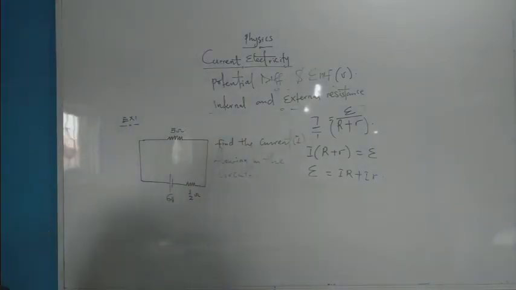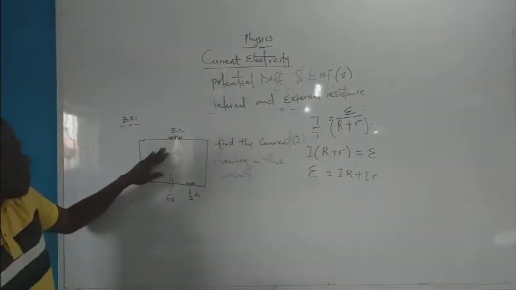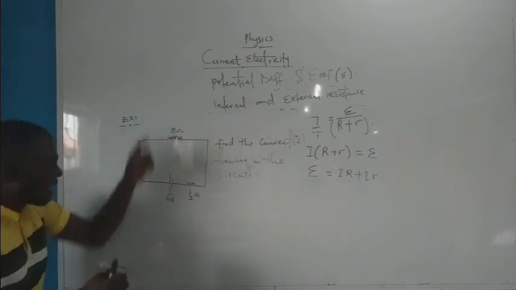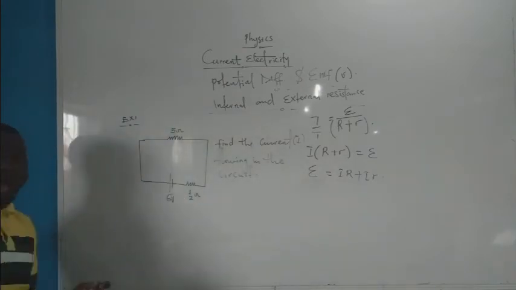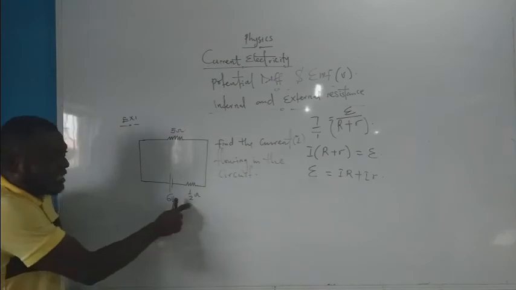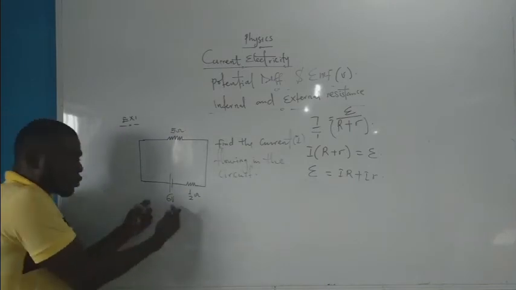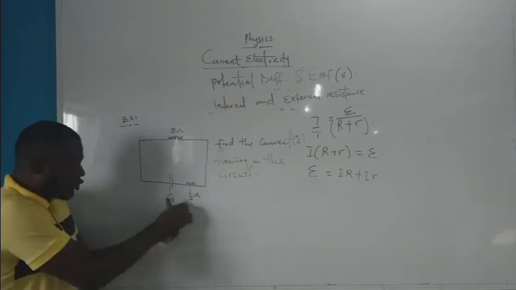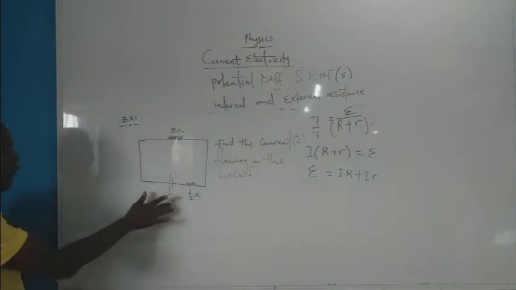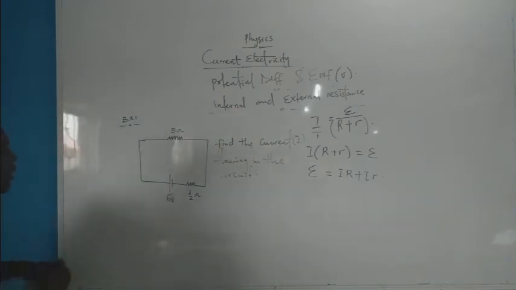So we want to find the current flowing in this circuit. This is EMF. Why? Because you can see our external resistance placed close to it. So the function is to determine the current that this will be releasing. Okay? So let's go there.